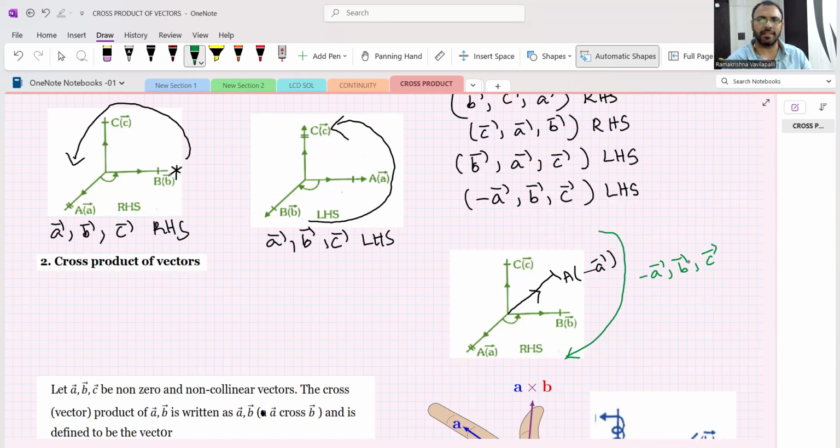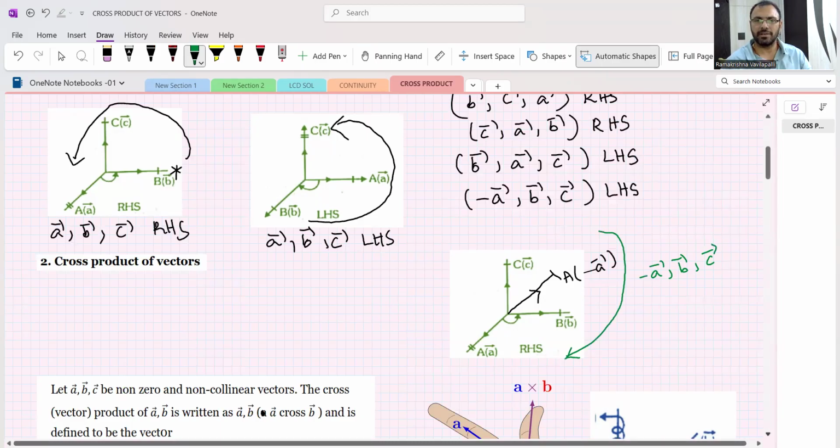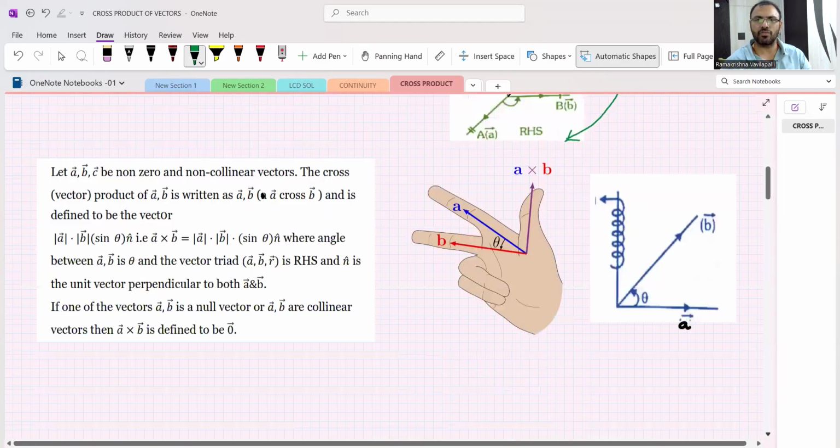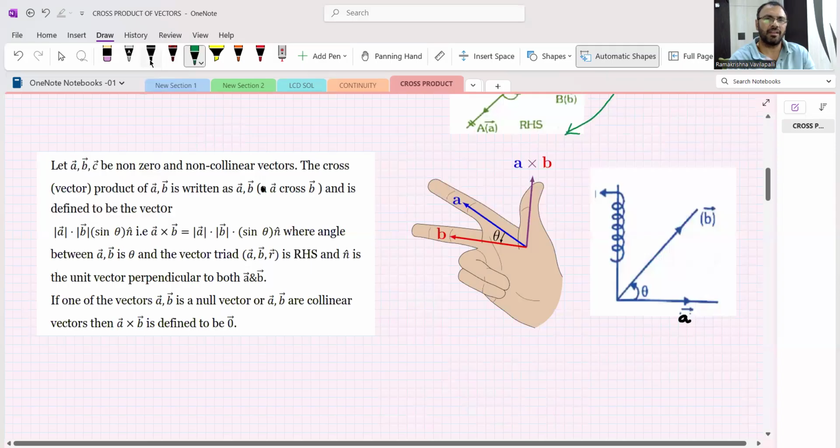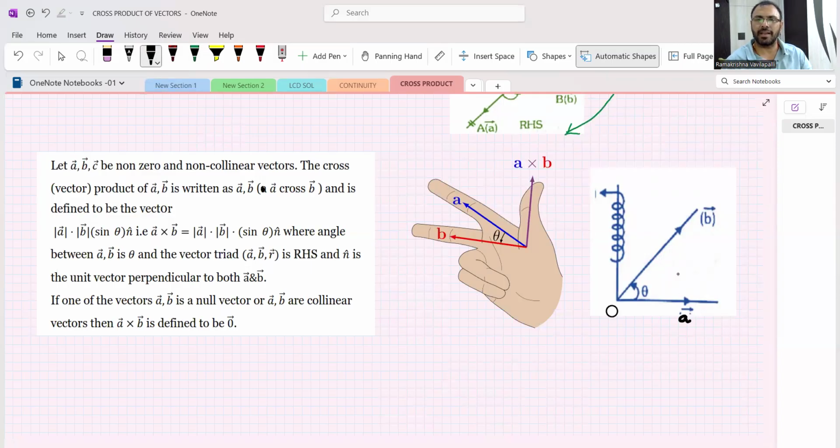Now, without having the knowledge of the right-handed system, we cannot define the cross product of two vectors. Now, how do we define the cross product of two vectors? If you consider a vector A bar and a vector B bar making some angle theta, consider a unit normal vector, a unit vector perpendicular to both A bar and B bar.